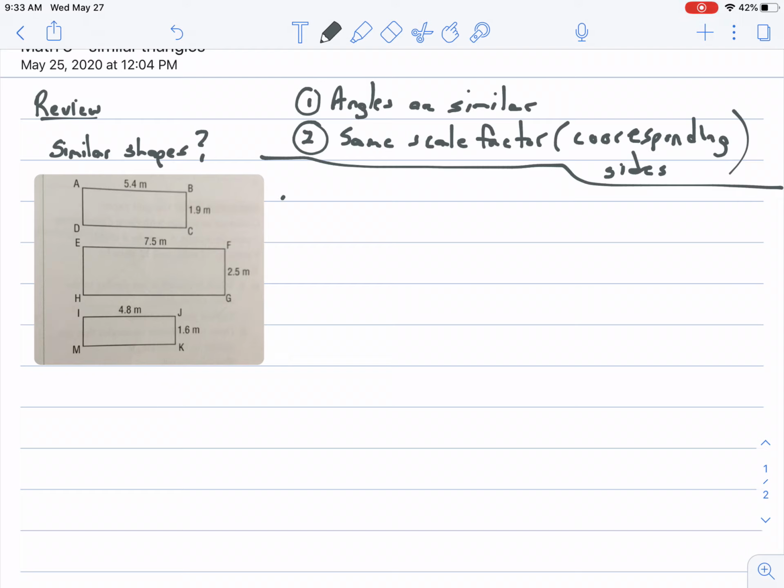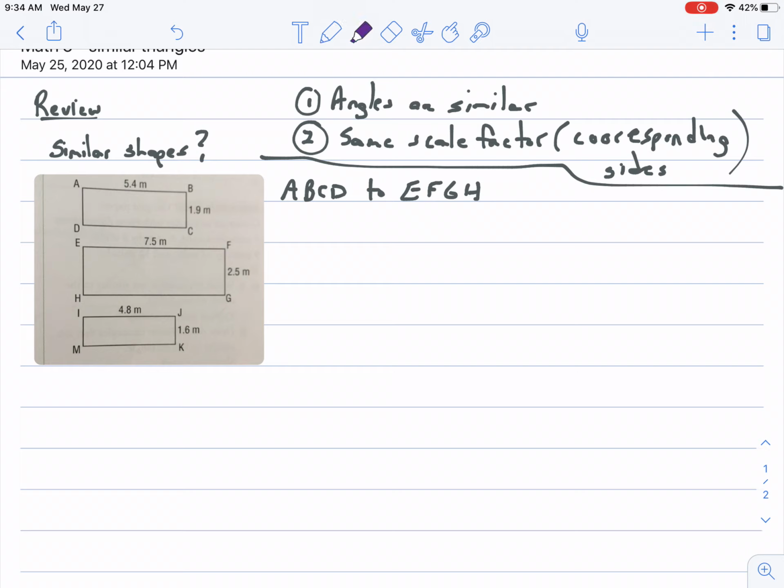So I'm going to compare ABCD to EFGH. My goal is to decide whether, number one, all the angles are similar. And when I'm looking at the top one and the middle one, I'm simply saying they're all rectangles, they all have 90 degrees. To decide now, I have to check number one. Number two, I have to find the scale factor.